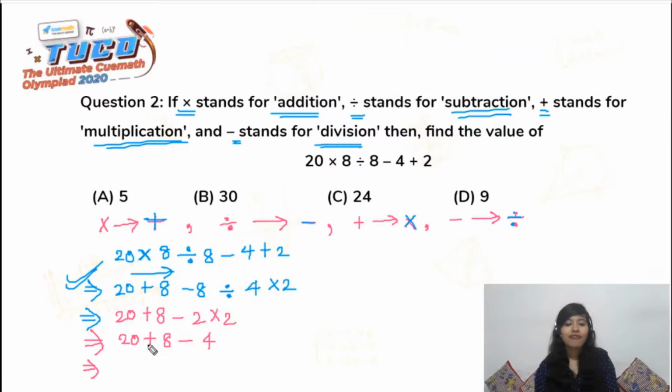And then you have addition and subtraction. In this, both of them have an equal priority. So we would just do the one which occurs first while going from left to right. So 28 minus 4, which finally gives us 24. Hence option C is the right answer.